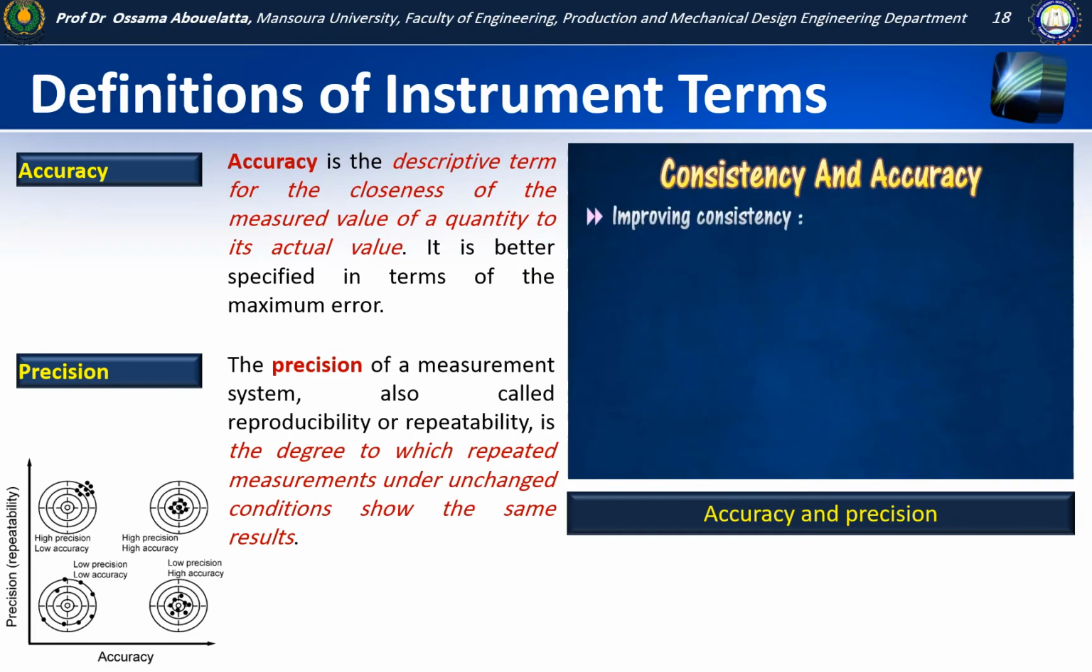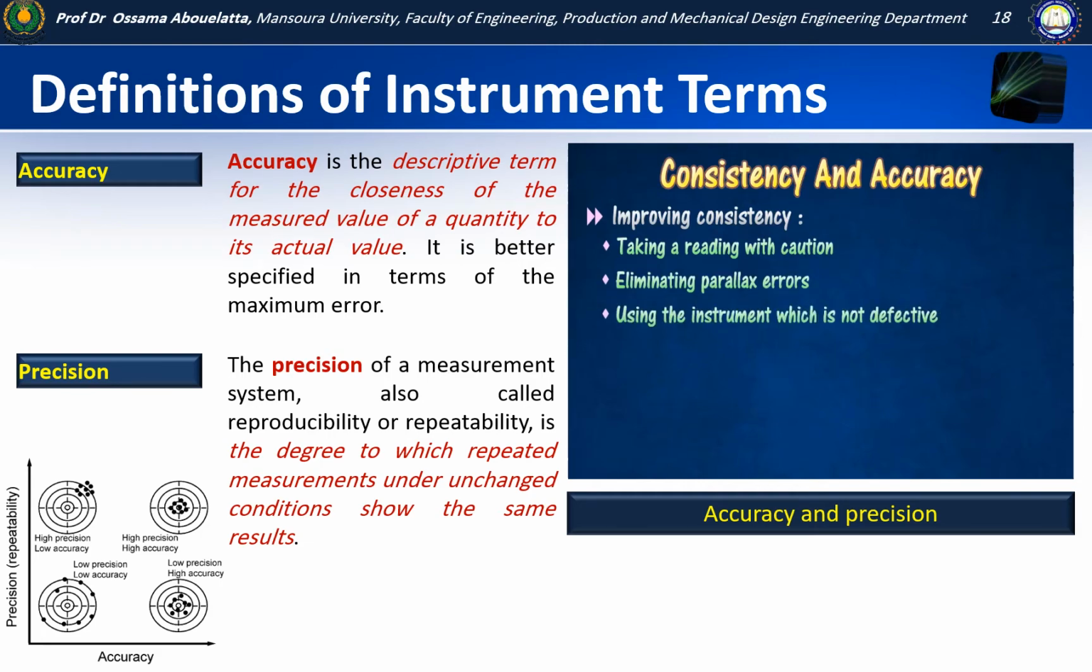Consistency of a measuring instrument can be improved by taking a reading with caution, eliminating parallax errors, using the instrument which is not defective.